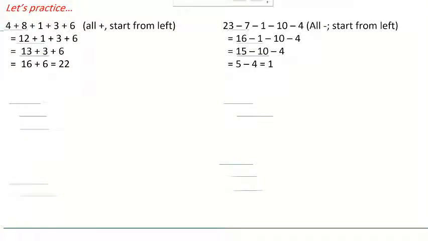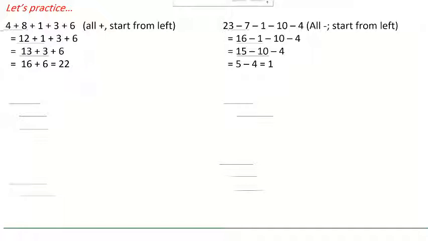So let us start practicing the following expressions. As you can see, all these expressions have the same operation. So either all of them are addition or all of them are subtraction. So you should start from left to right. I always underline those that I'm going to find the answer to, to make things easier.